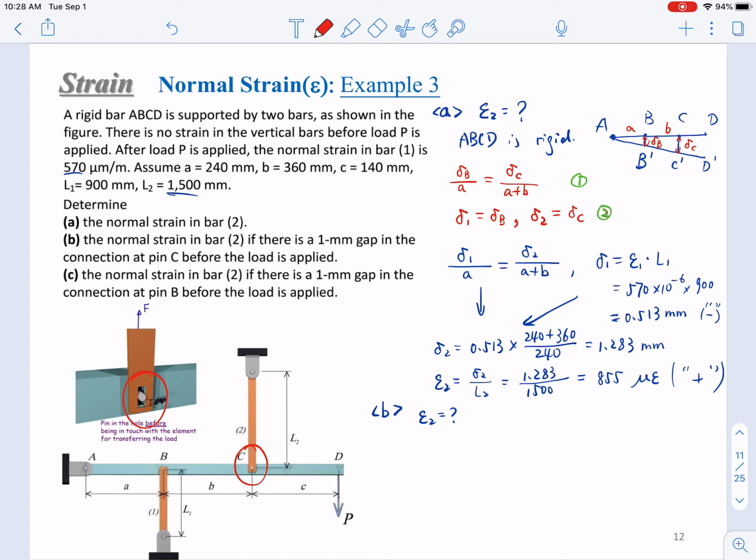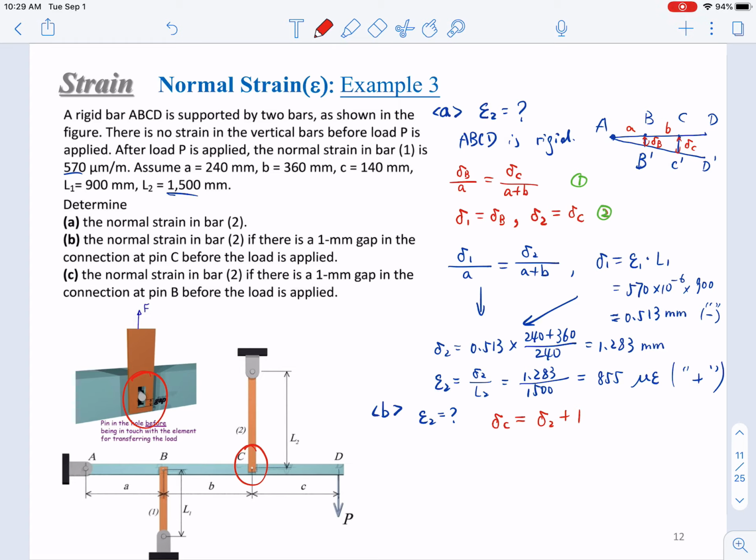So let's summarize this analysis using an equation. That is delta C always equals delta 2 plus 1 millimeter.